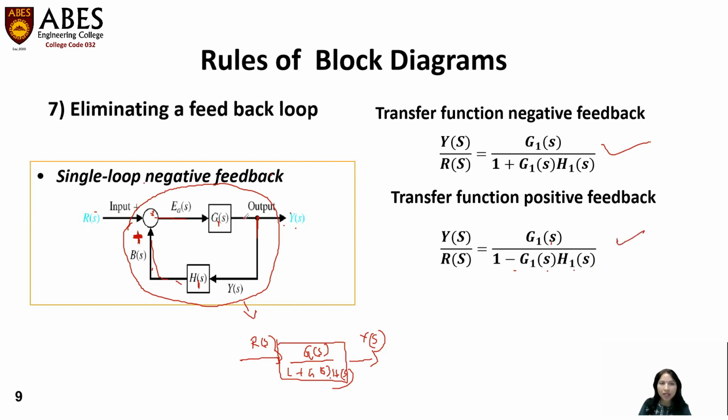So in this way, we can eliminate a feedback loop directly if it is available in our block diagram. Basically, this whole loop will be represented by a single block having the gain as per the sign mentioned here. According to that, you have to write down its gain. That is G1(s) upon 1 plus G1(s)H1(s) for negative sign, and for positive sign G1(s) upon 1 minus G1(s)H1(s), right? For negative feedback, this expression. For positive feedback, this expression. Okay, so this is rule number 7.